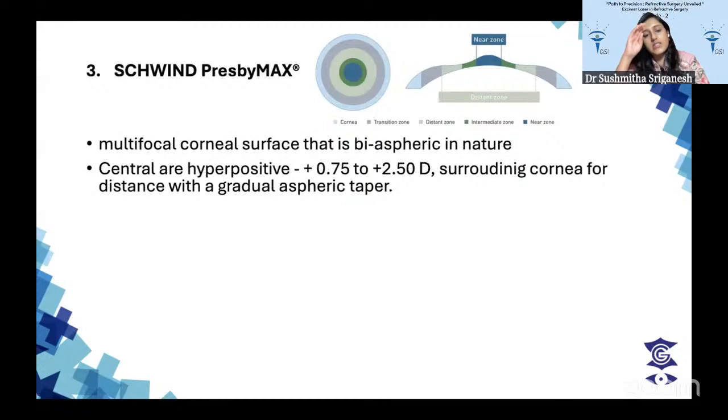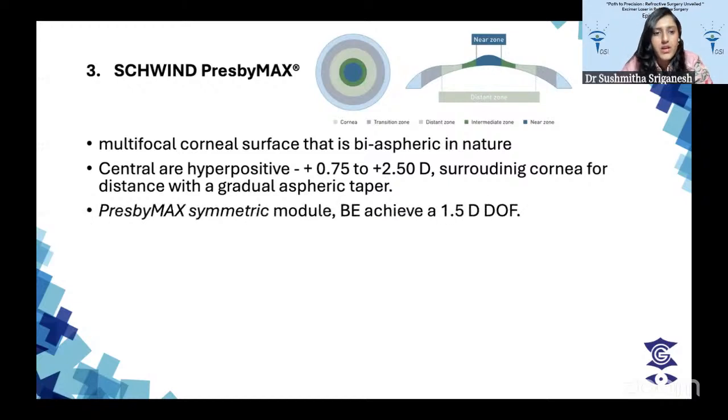As you can see in this image, a multifocal corneal surface ablation is created that is bispheric in nature. So the central cornea is made hyperpositive with +0.75 to +2.5 diopters, and the surrounding cornea is for distance with a gradual aspheric taper. The first module released was the Presbymax Symmetric, where both eyes achieve a 1.5 diopters depth of field.